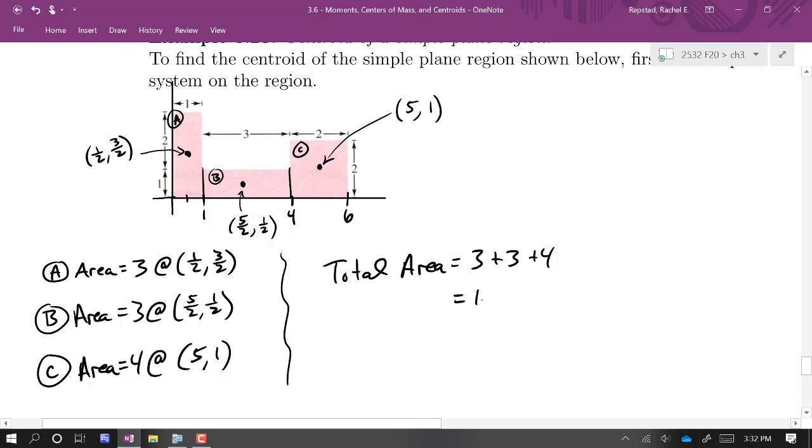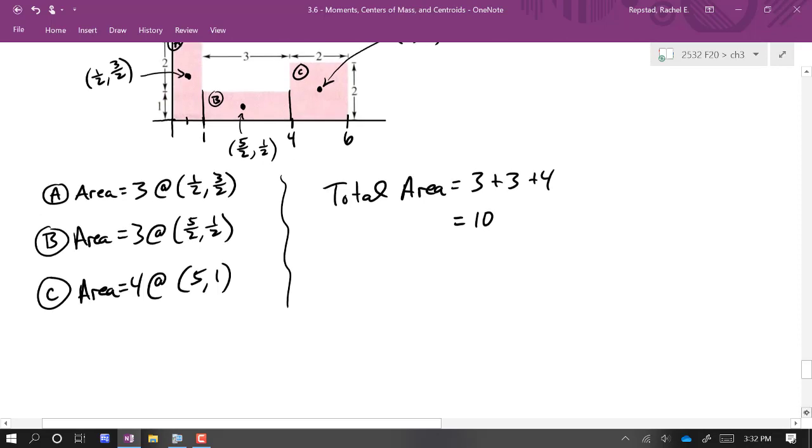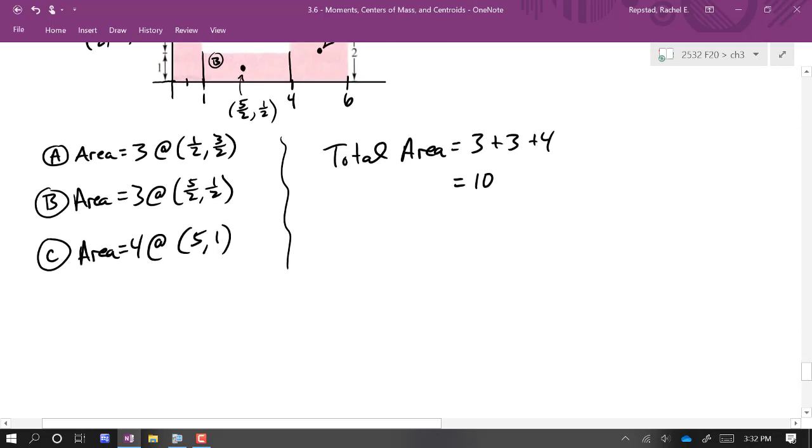So we have a total area of 10. And we're going to get the coordinates of the centroid like we did in that first example. I'm going to take the moment about the y and divide it by the total area of 10. The moment about the y is obtained by taking the mass, or in this case area, times the x-coordinate, and then adding each of those up.